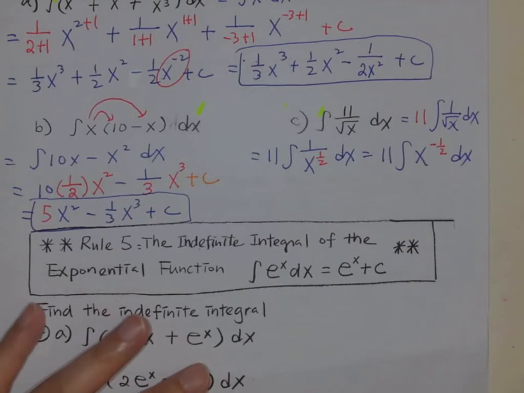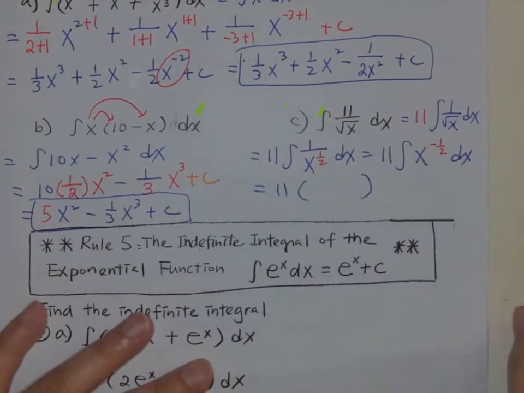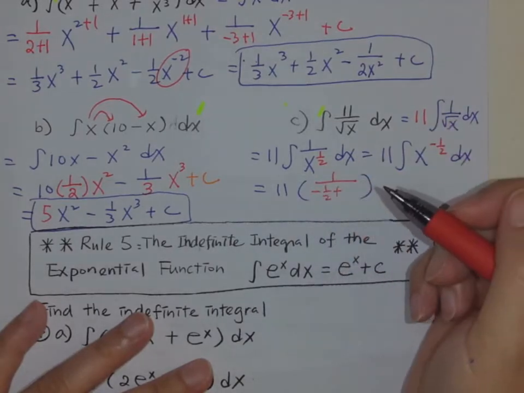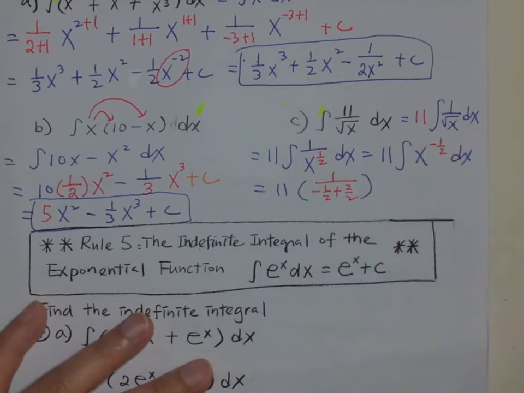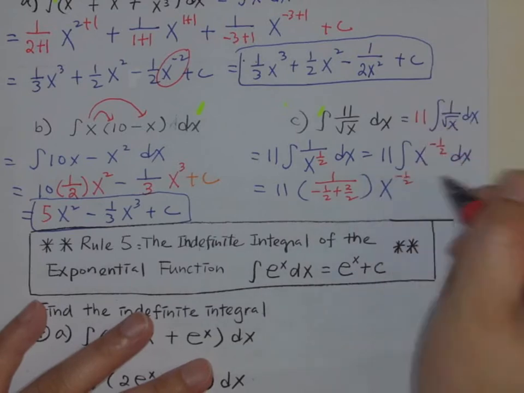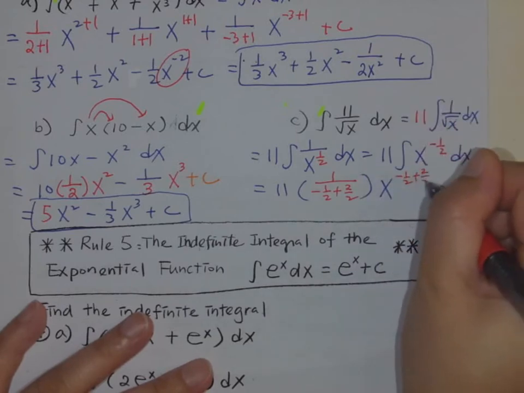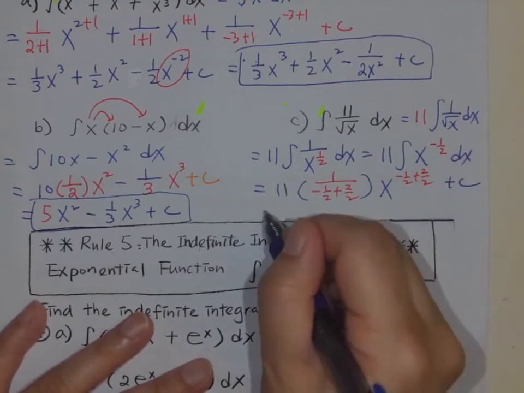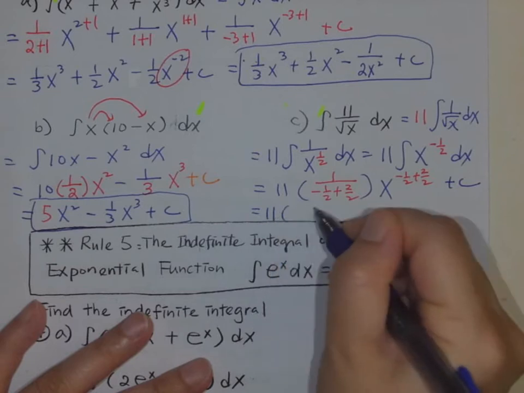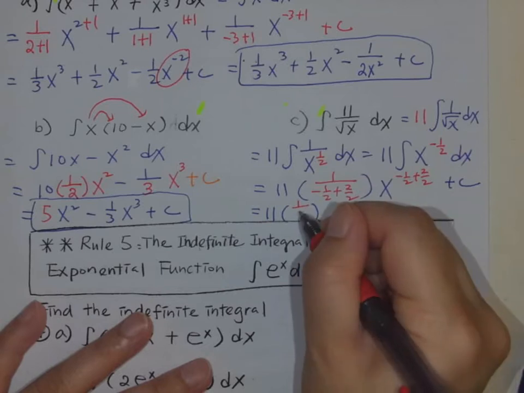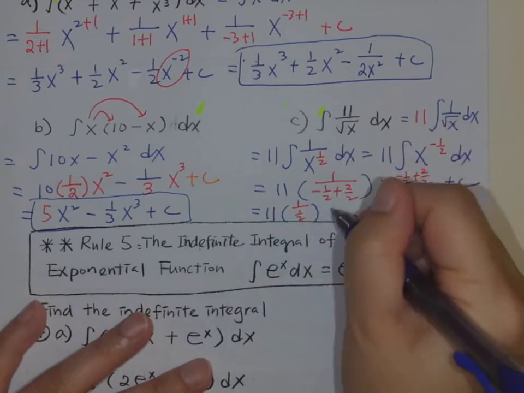And then we got 11 times, okay, that's going to get a little bit messy. 1 over negative 1/2 plus 1, right? Plus 1 means 2 over 2. And then my x will also be negative 1/2 plus the 1, which is 2 over 2, right? And then don't forget to add c. So let's see if we can clean that up. Equal to 11 times, that would be 1 over 1/2, and then x raised to 1/2.